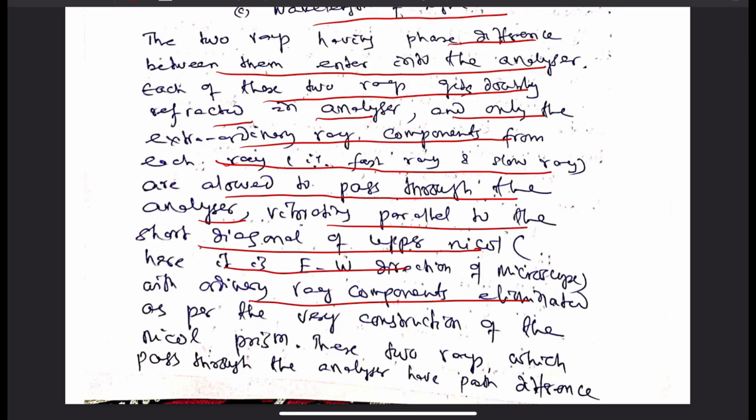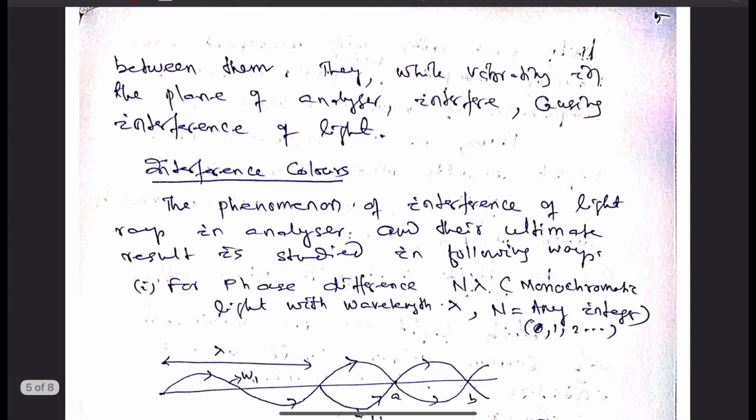And these two E ray components, through their passage through the analyzer, they try to interfere. They cause interference, and the result is interference color. The result is interference of light.